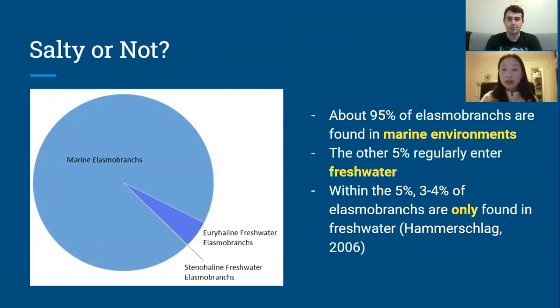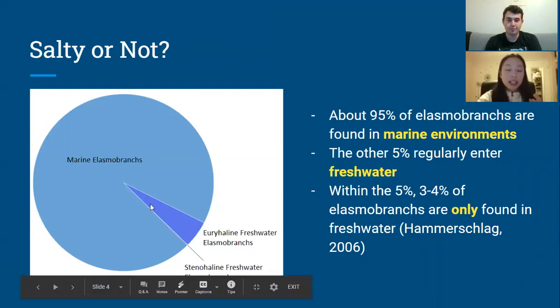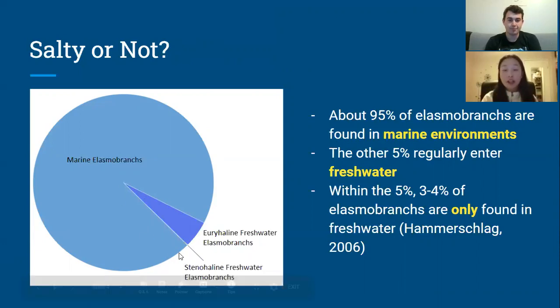So what's really cool about them is that they can actually survive in different salinities, as outlined in this pie graph here. So from the 1,000 elasmobranchs, about 95% of them are found in marine environments, meaning they live in saltwater full time. The other 5% regularly enter freshwater, and within the 5%, a tiny little sliver are elasmobranchs that only live in freshwater. So they don't enter saltwater at all, and they make up such a teeny tiny percentage of all elasmobranchs.